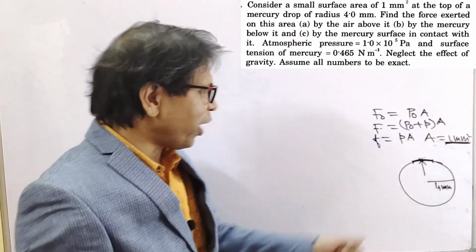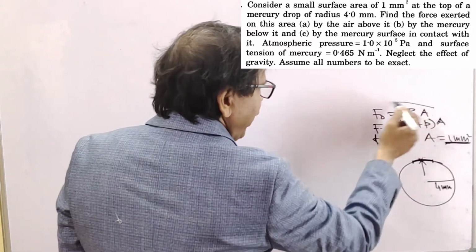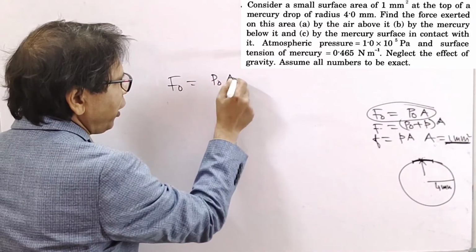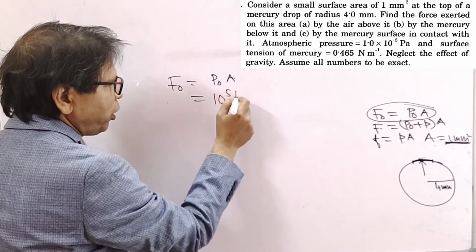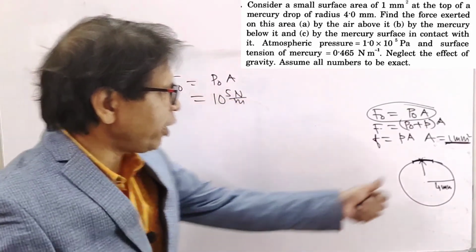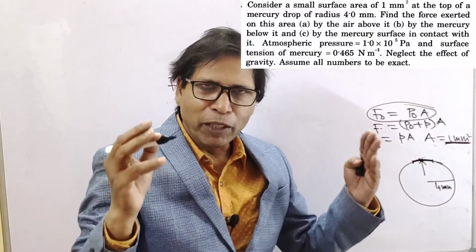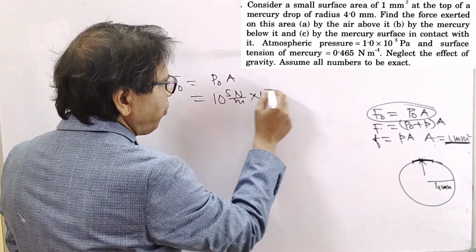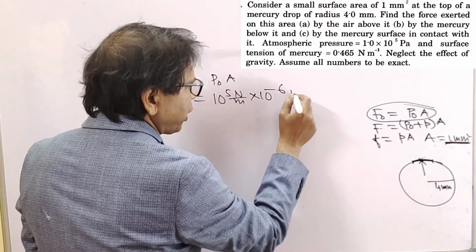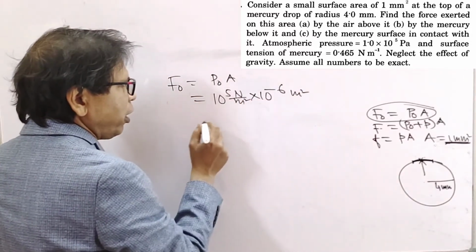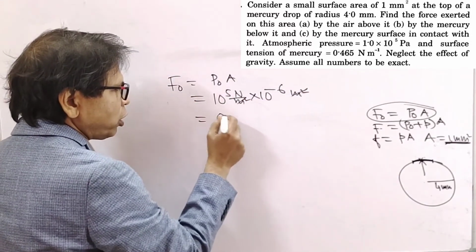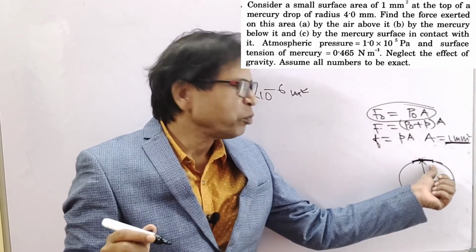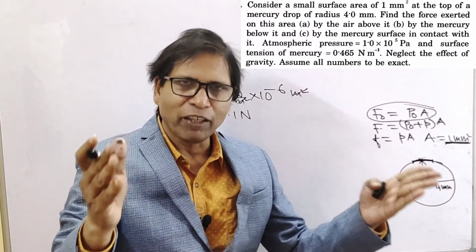Okay, now first of all the force exerted due to atmospheric pressure is P naught into A. Now P naught is 10 to the power 5 Newton per meter square, and this is 1 millimeter square. If millimeter square is converted into meter square, this becomes 10 to the power minus 6 meter square. Now this and this cancel out, so 0.1 Newton is the force acting on 1 millimeter square area due to atmospheric pressure P naught.